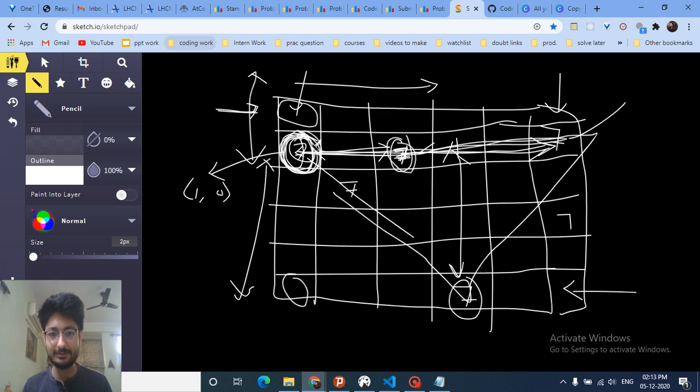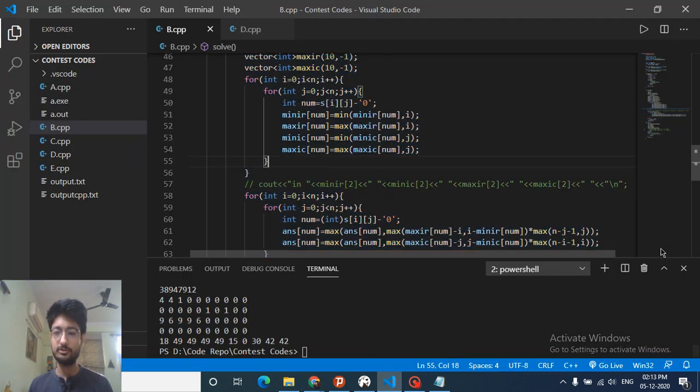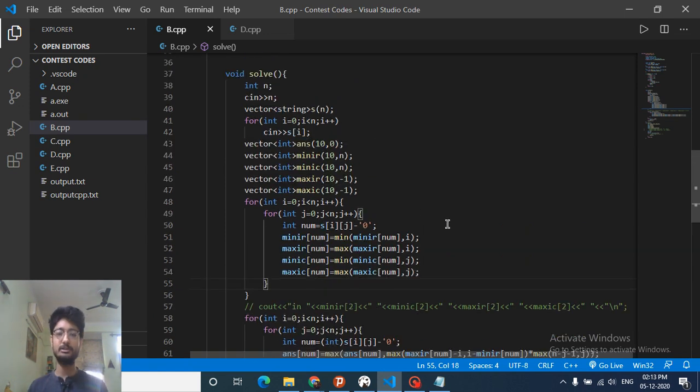So if I take this point, then this is the maximum to the left, and I can form a triangle like this. Or if I take this 7, then I can take this point and I can form a triangle like this. I hope you get the intuition. So I'll move down to the code part now. This code is also very similar to the editorial code, but I hope you understand the logic part.